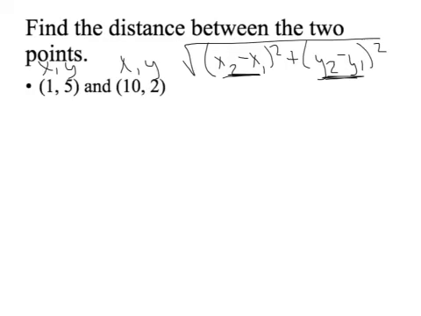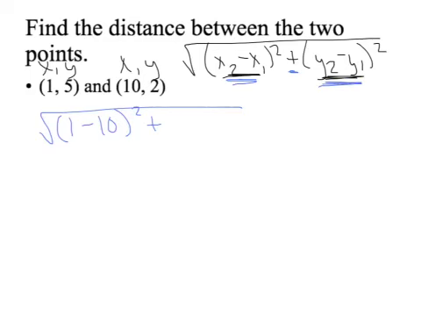So let's plug it into the formula. So the square root, remember this means subtract your x's first. So the quantity, parenthesis, of your x's. So the first x is 1. Formula says subtract. Your second x is 10. Parenthesis squared. Plus, that's from the formula. Then we're going to subtract our y's. So parenthesis, first y is 5 minus our second y is 2 in parentheses squared.